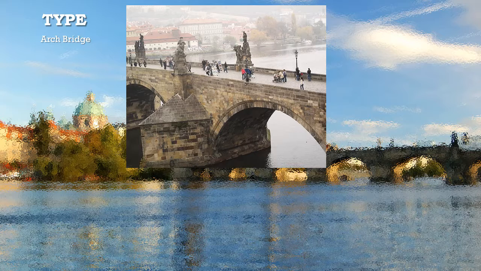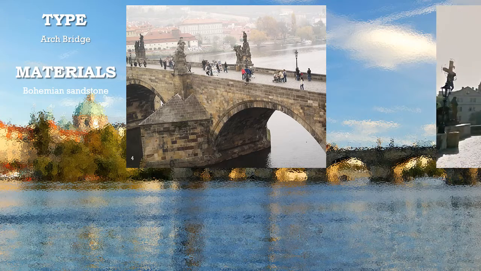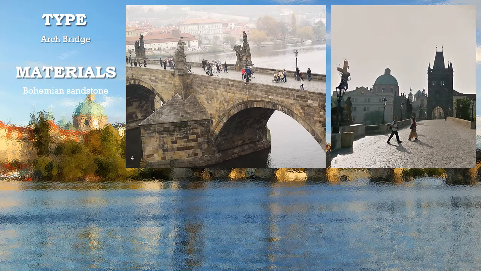It was originally made out of masonry, but after the 1872 flood, it was reconstructed with Bohemian sandstone. It also has 31 Baroque sculptures on its sides, which are, in the present time, stone replicas of the originals.